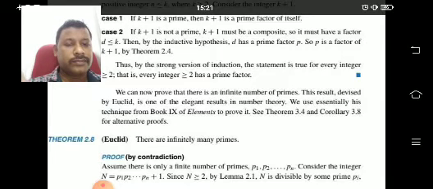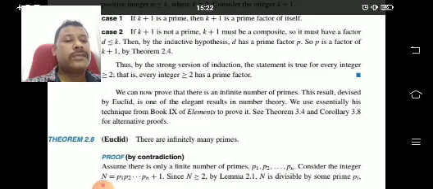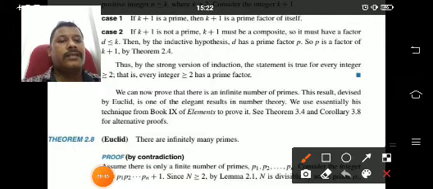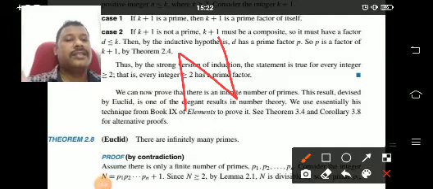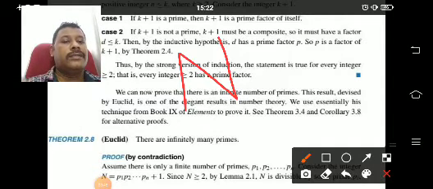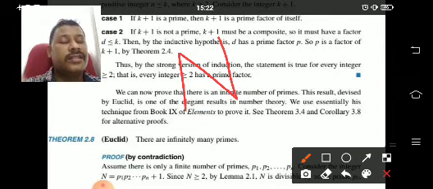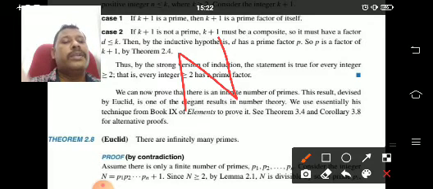Here we are proving using contradiction. Assume there is only a finite number of primes, p1, p2, etc., pn. Consider the integer n. Then we can write n of the form p1 p2 p3 etc. pn plus 1.